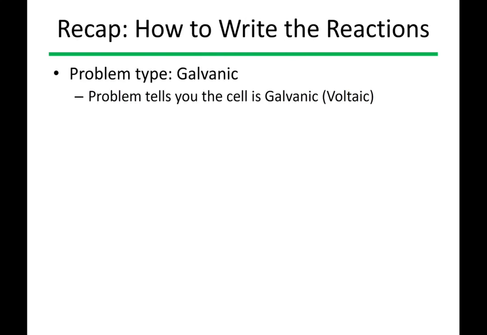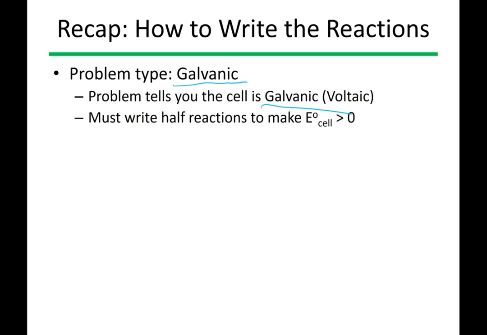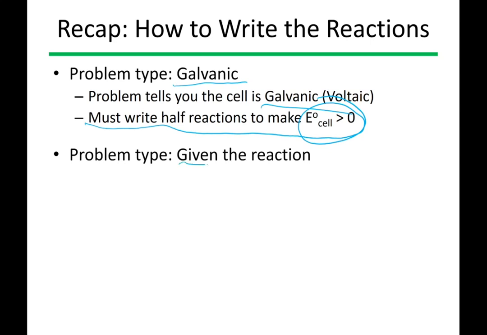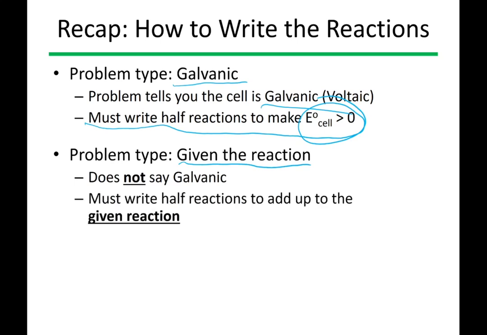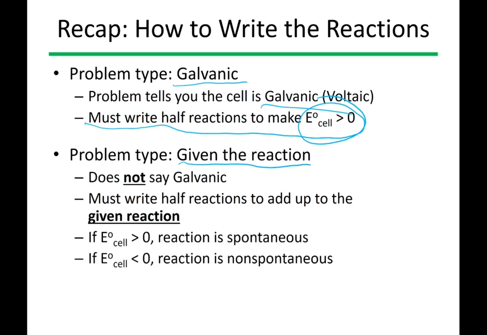Okay, so let's do a little bit of a recap. We can look at writing reactions. So if we're given a galvanic cell, we know that it has to be spontaneous. So that means we'd write the half reactions so that the E naught cell would be greater than 0. So we'd pick which one would have to switch so that we had a spontaneous reaction. If we're given the reaction but not told whether it's galvanic or electrolytic, then we have to write the half reactions as given, see which one is reversed and change the sign of that cell potential, and then add them together. If the E naught cell is greater than 0, it's spontaneous, and if it's less than 0, it's non-spontaneous.